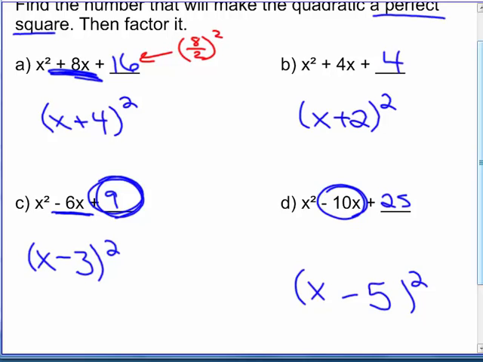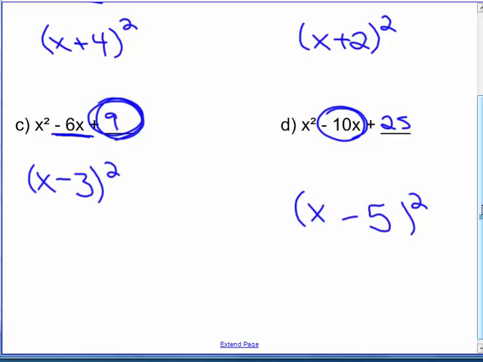So taking a look, how did I get that? Again, it's always going to be half of my middle term, the single term, the x term, and then squared. So if I look at C here, well, half of 6 is 3. Negative 6 over 2 is negative 3. And it's negative 3 squared here.